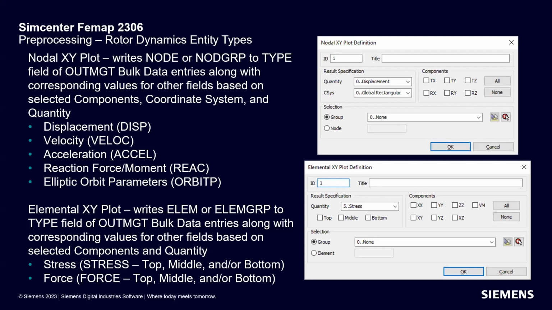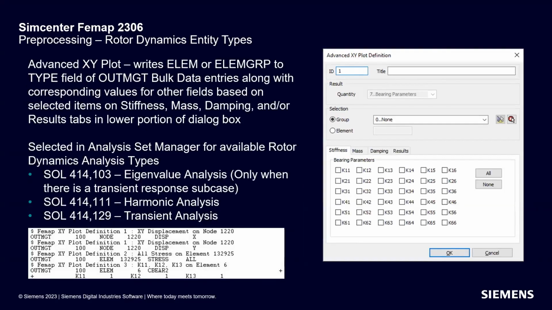And then for an elemental plot, we're talking about stress, top, middle, and or bottom, or force. And you can see what these create in Nastran there, the LM and LM group. For the advanced one, this writes that, and it allows you corresponding values with other fields based on selected items, stiffness, mass, damping, and or results tabs in the lower portion of the dialog box. These can be selected in the analysis set manager for these rotor dynamics analysis types.